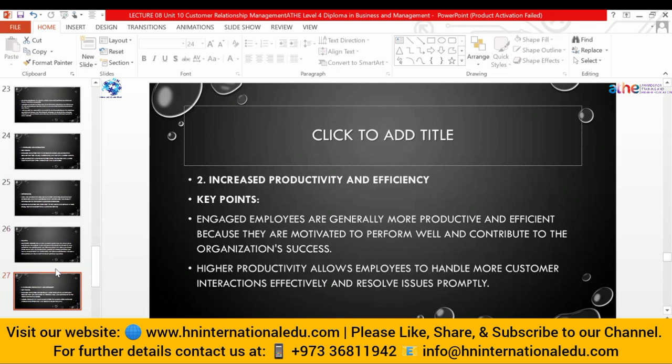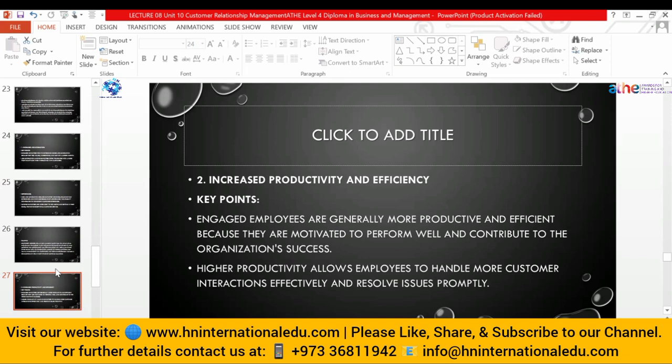Increased productivity and efficiency. Engaged employees are generally more productive and efficient because they are motivated to perform well and contribute to the organization's success. Higher productivity allows employees to handle more consumer interactions effectively and resolve issues promptly. How is it possible? When they're working efficiently and most of the time they're active, then they know what the problem is in each and every department, whether it's HR, R&D, or even customer satisfaction. They are going to work more promptly and for a longer period of time, and they're going to resolve the issues too because they can get in contact with the consumer very easily.